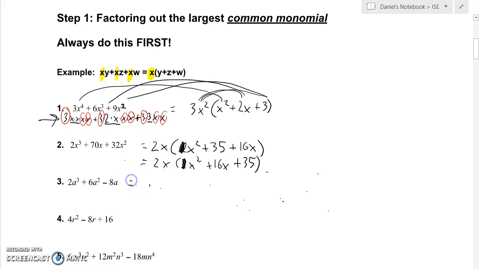Factoring out the common 2a, we have a squared plus 3a minus 4. Factoring out the common 4r, we have r. Oh, they don't have an r in common, do they? Because there's no r in the last one. The only thing they have in common is a 4. So 4r squared minus 2r plus 4.